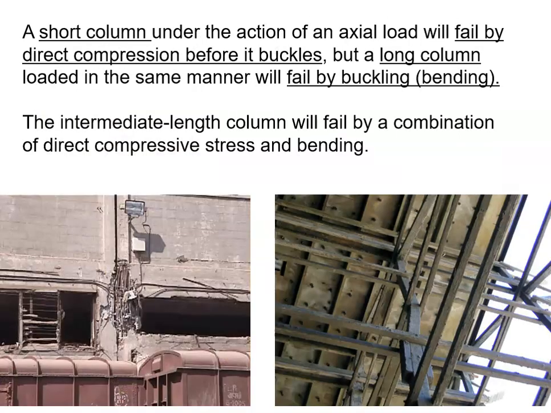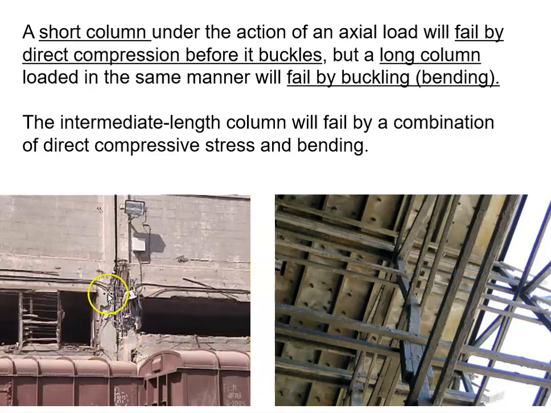All right, a short column under the action of an axial load will fail in direct compression before it buckles, but a long column loaded in the same manner will fail by buckling. So here's a twisted column, a tall, slender column, and it's beginning to buckle. We see that happening right there. And I think this is very intuitive. That's what you would expect when a tall, slender column is loaded.